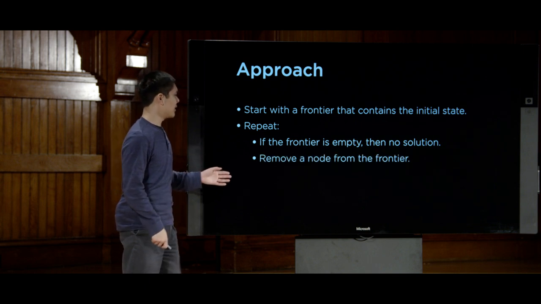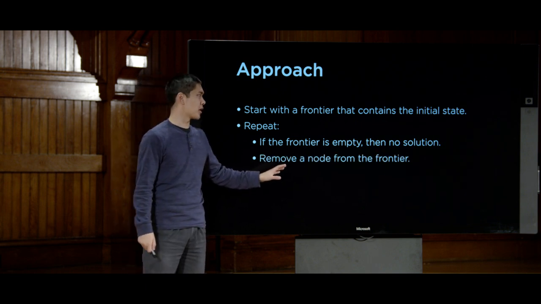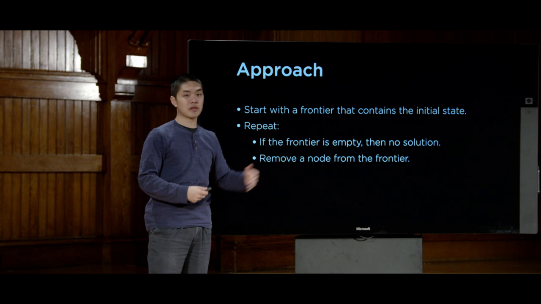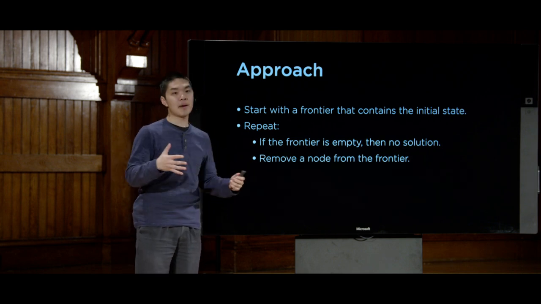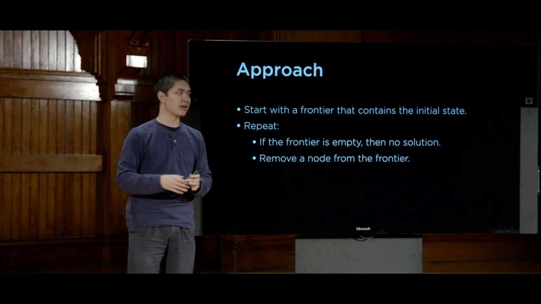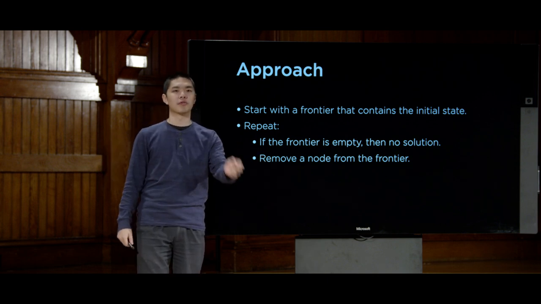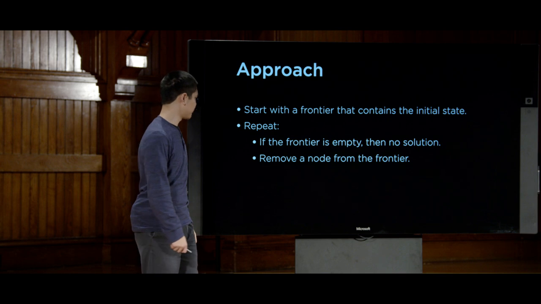Otherwise, what we'll do is we'll remove a node from the frontier. So right now, at the beginning, the frontier just contains one node representing the initial state. But over time, the frontier might grow. It might contain multiple states. And so here, we're just going to remove a single node from that frontier.